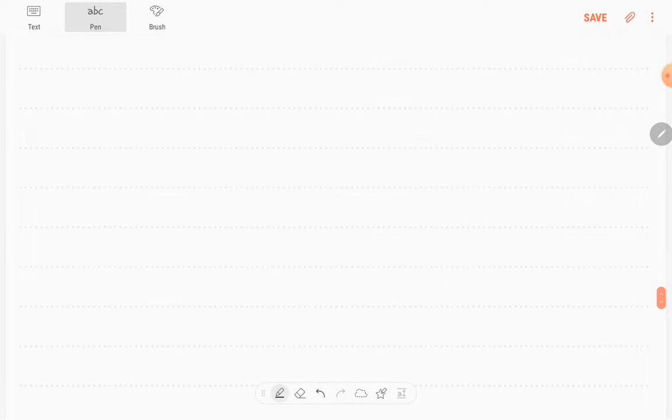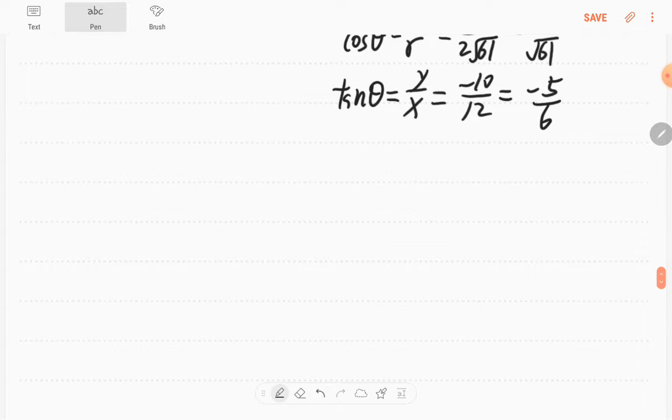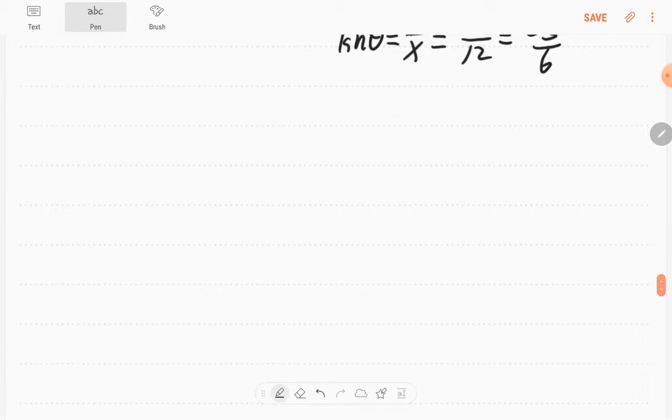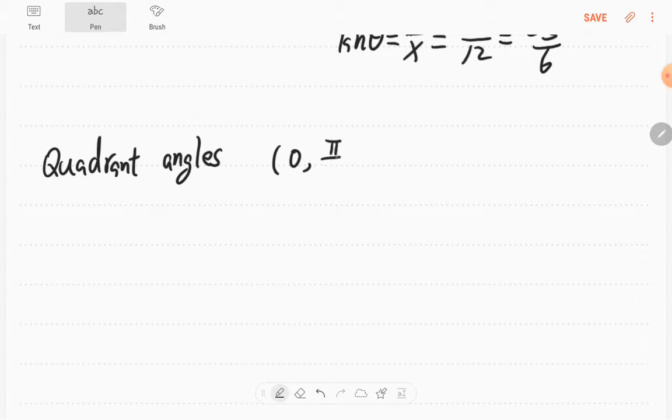Okay, next we want to look at the values of the trig functions at quadrantal angles. What does this mean? Quadrantal angles means the terminal side of the angle is on an axis. Let's look at some special angles: 0 radian, pi over 2, and so on.